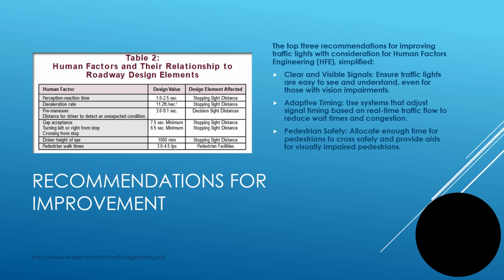The top 3 recommendations for improving traffic lights with consideration for human factors engineering, HFE, simplified. And these are my recommendations, also the recommendations that I found online. Clear and visible signals: ensure traffic lights are easy to see and understand, even for those with vision impairments. Again, I've seen this at some newer upgraded intersections.